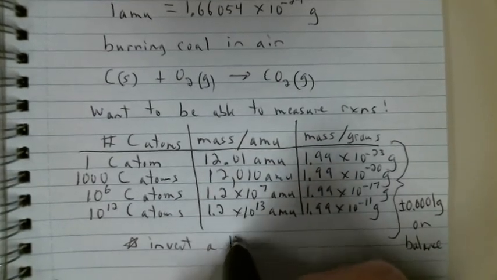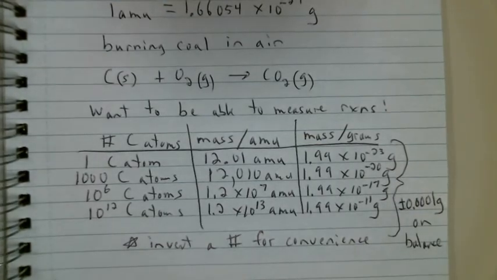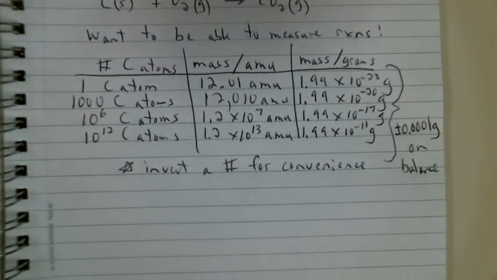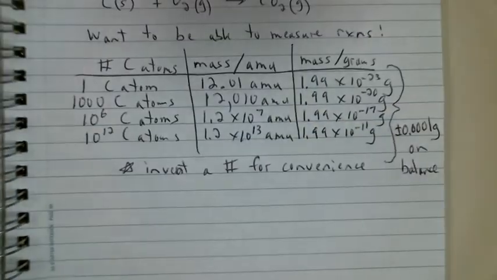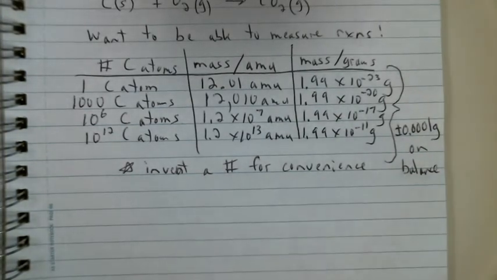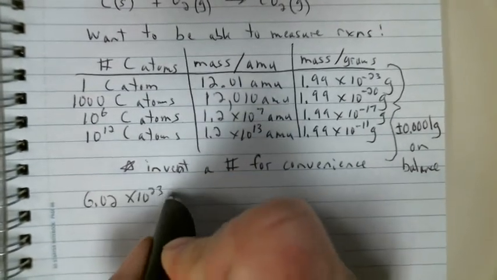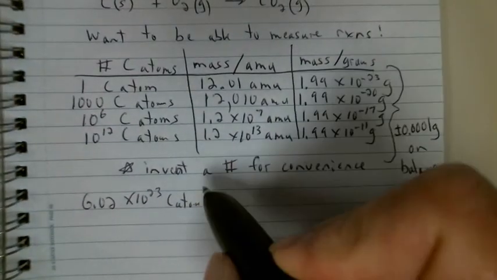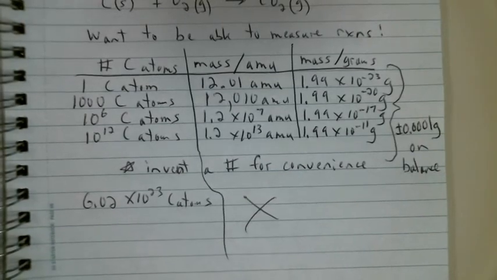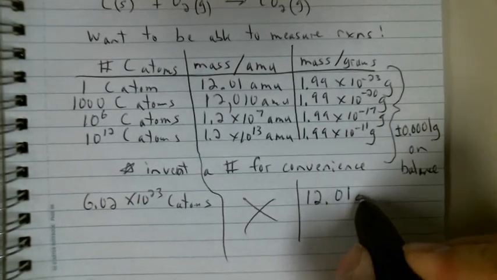is invent a number for convenience. And I don't know if you've heard it said that way before, but when we come up with the mole, that's what it is. And they've actually recently changed the definition of the mole, within the last couple of years, to make it just a pure number, which I think is a smart thing to do. And here's that number. 6.02 times 10 to the 23rd carbon atoms, right? We don't care about the mass in AMU anymore, doesn't matter. And that number of atoms will weigh 12.01 grams.